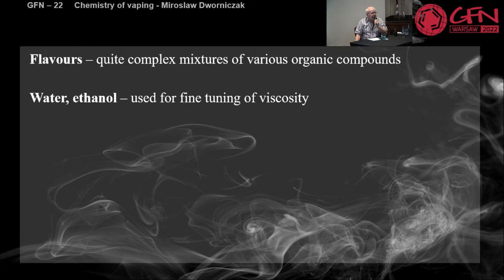So if our liquid is too viscous, then we can add a drop or two, 1 to 2% of water, or even 0.5% of ethanol, to make it much, much less viscous.